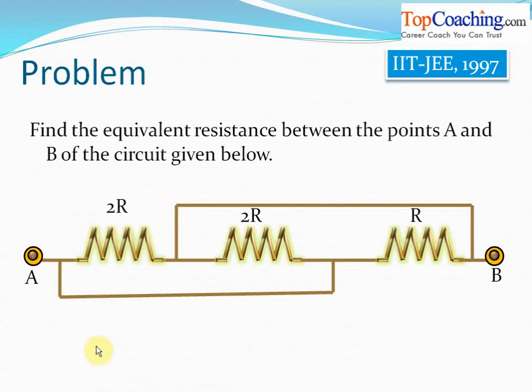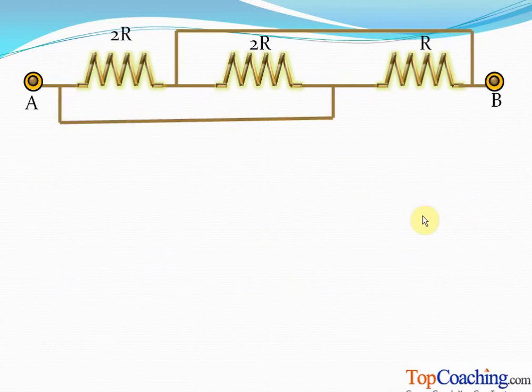Okay, so we had calculated the equivalent resistance in case of a series circuit. We have done that in case of a parallel circuit. Here a weird looking circuit is given and we have to calculate the resistance between points A and B. How will we proceed? Let us look at each resistance carefully.